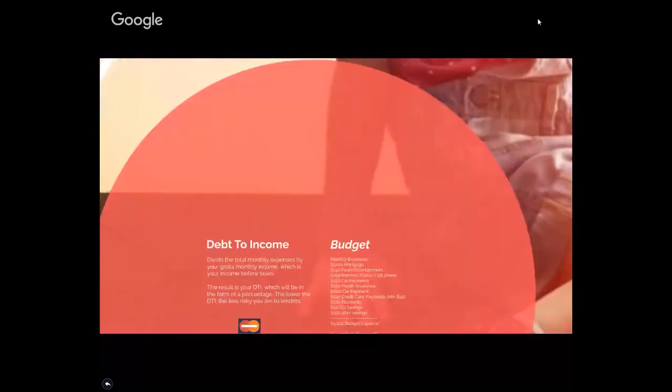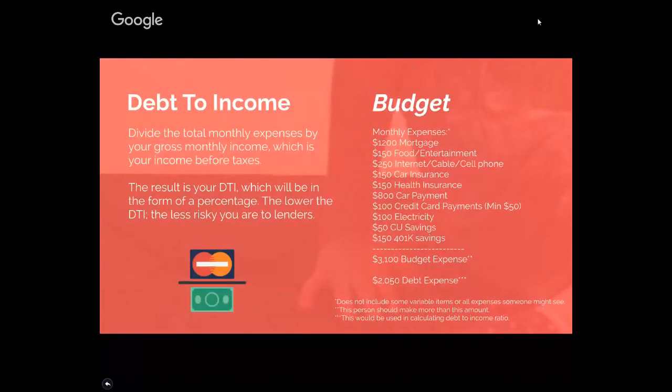So moving forward, debt to income and your budget. These are two things that usually give a lot of people problems, and so it was definitely something I wanted to touch on in this presentation. Debt to income is dividing your total monthly expenses by your gross monthly income, and this is your income before taxes. The result is your debt to income ratio, which is in the form of a percentage.